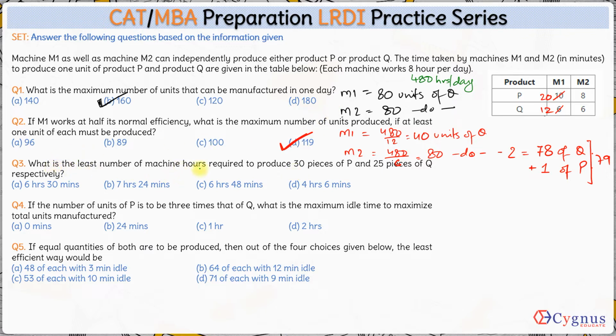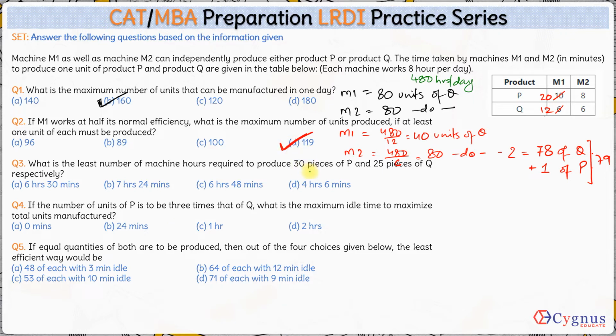What is the least number of machine hours required to produce 30 pieces of P and 25 pieces of Q respectively? Least number of hours. Now it's not the least number of hours, it's the least number of machine hours. Okay, so machine hours is basically how long the machines would be working, right? Independently, how long the machines, each of them, the total number of hours each of them works.